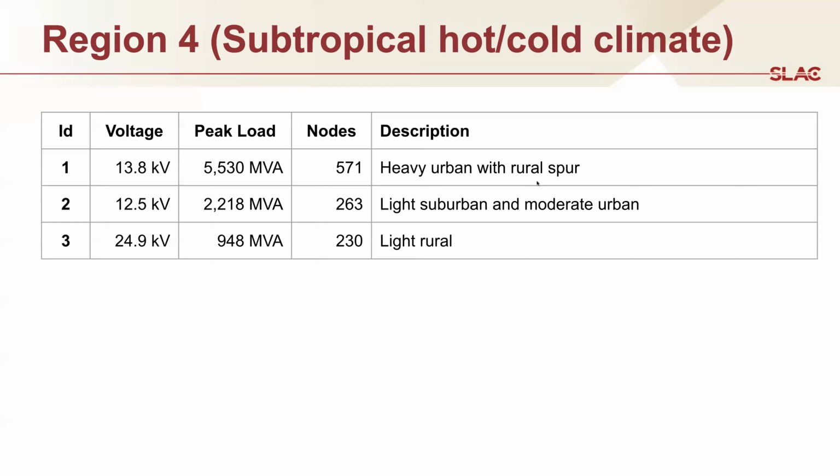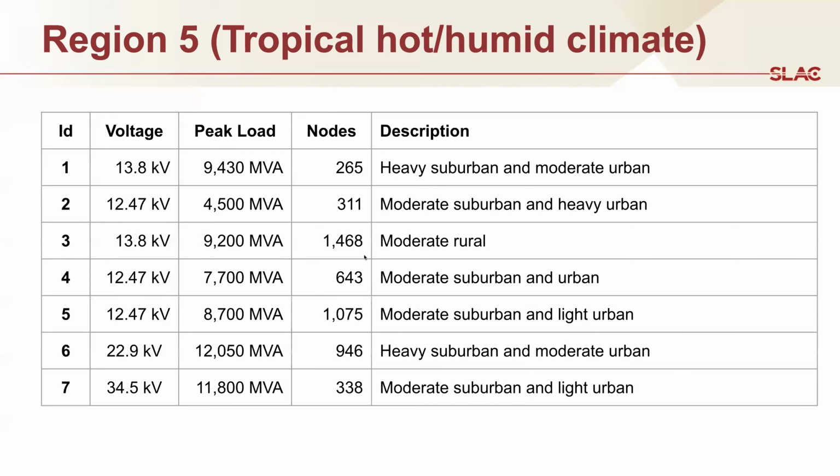In the mid-Atlantic subtropical climate, again, only 3 models, but here we see a variety of voltages being used, including a high voltage, light rural system that has a fairly small model. And then finally, the tropical climate for the Gulf states has a wide variety of systems, and we see a variety of loading conditions, voltages, and system sizes.